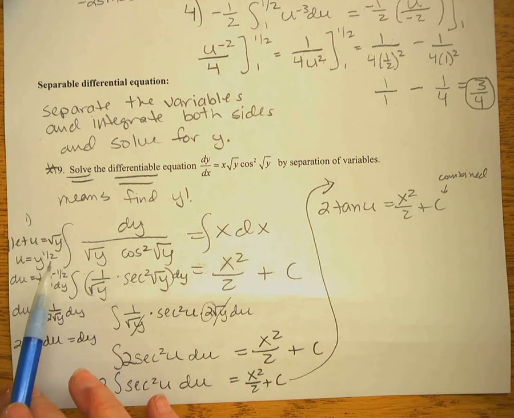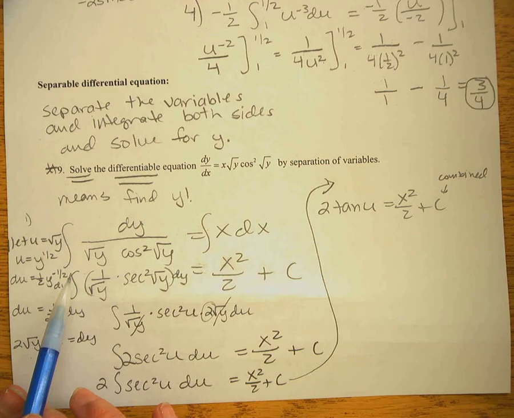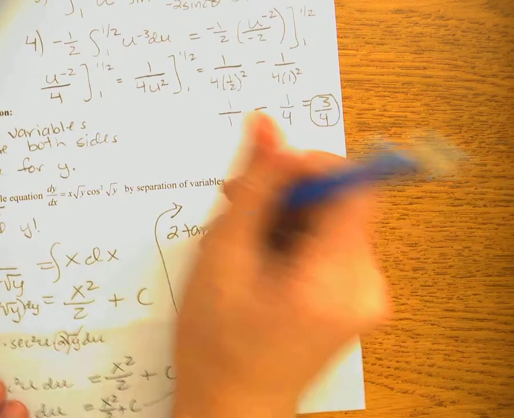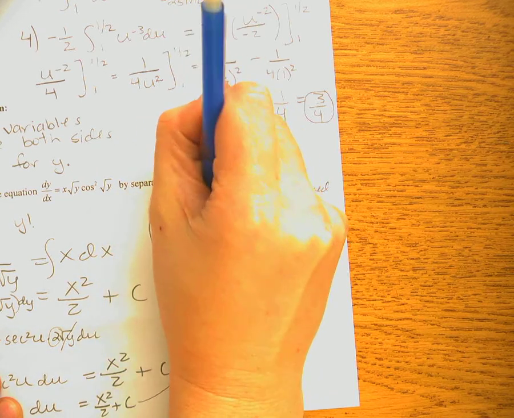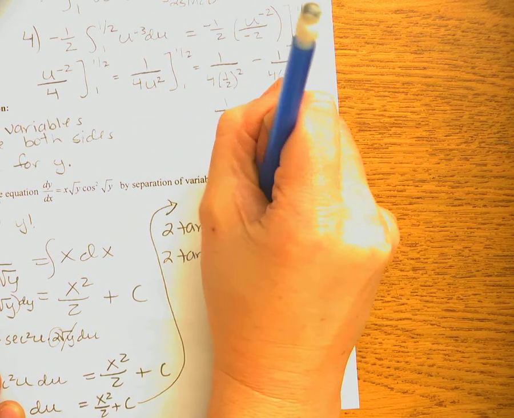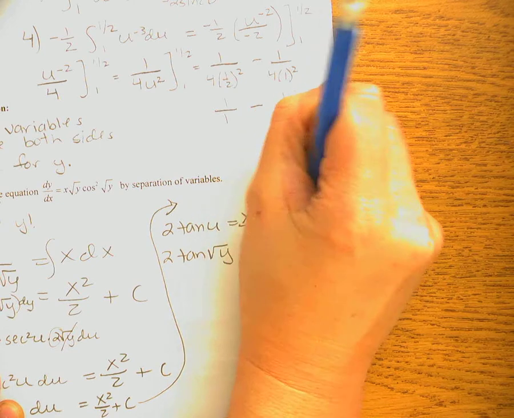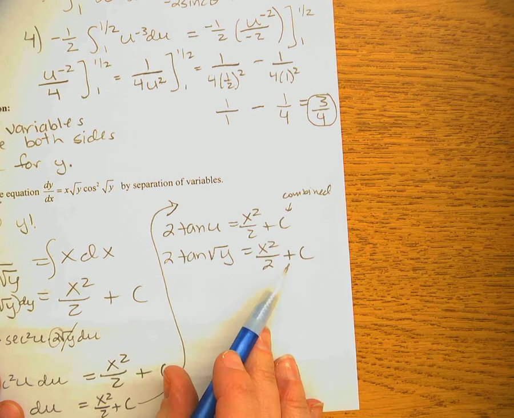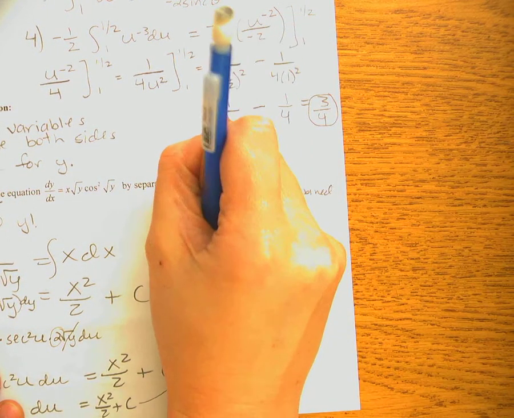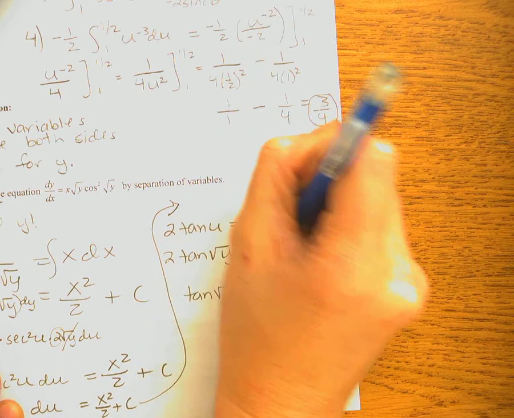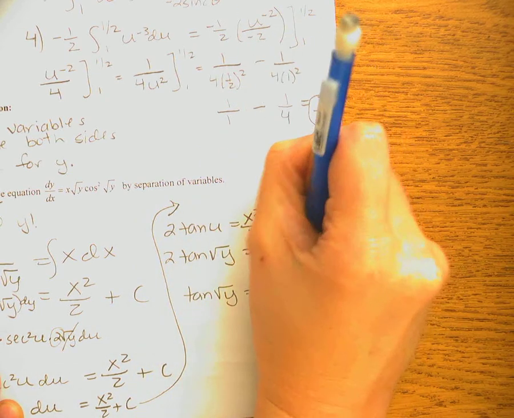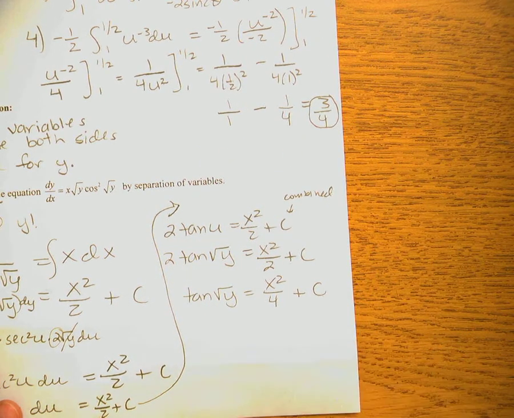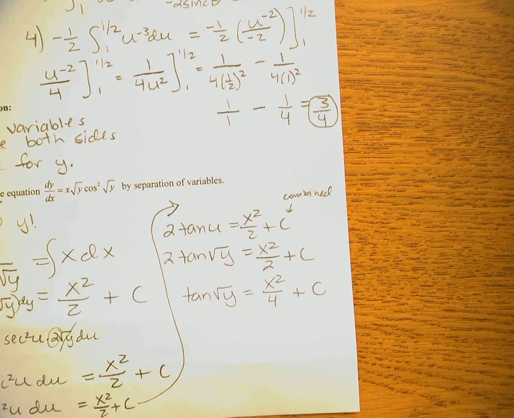So u was the square root of y. So I'm going to go ahead and put that back in. So we get 2 times tangent of the square root of y is equal to x squared over 2 plus a constant. But I need to solve for y. My first step is to multiply both sides by 1/2 to get rid of the 2. So then this will become a 4. And then this will just be some other constant, but I'll just keep calling it c.